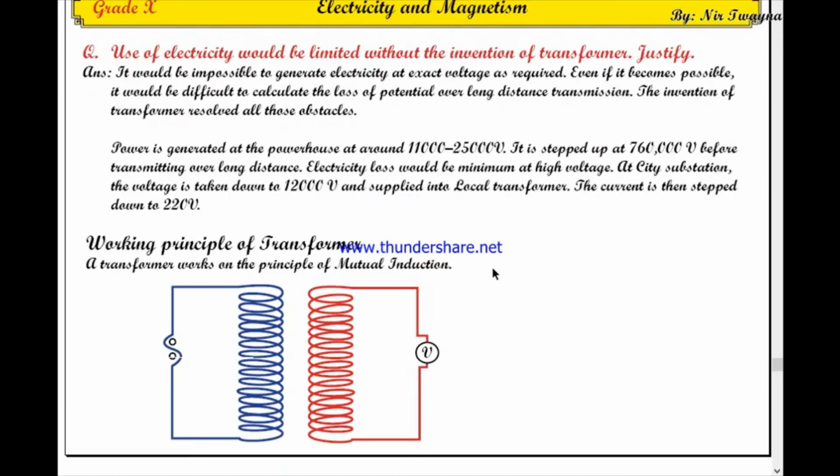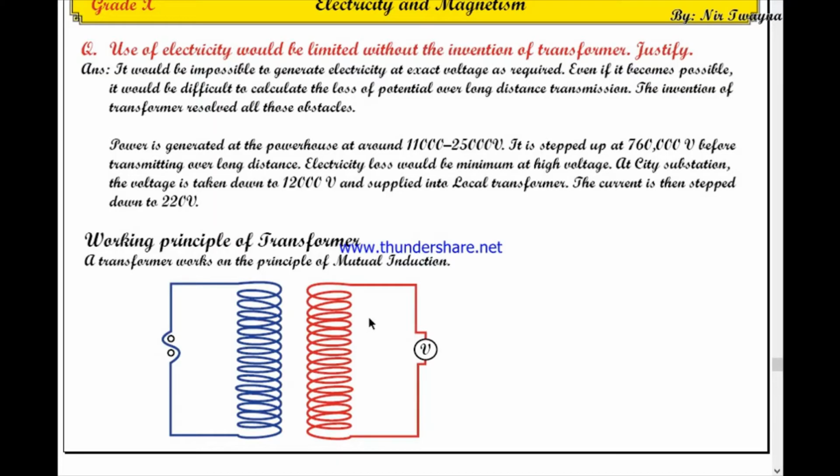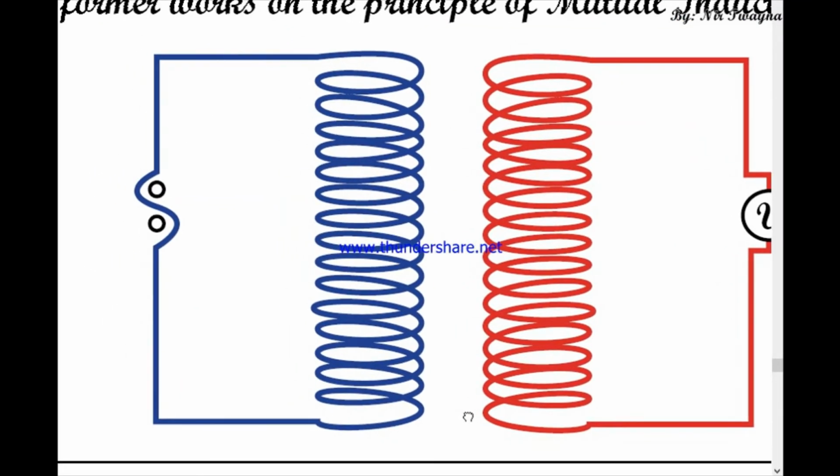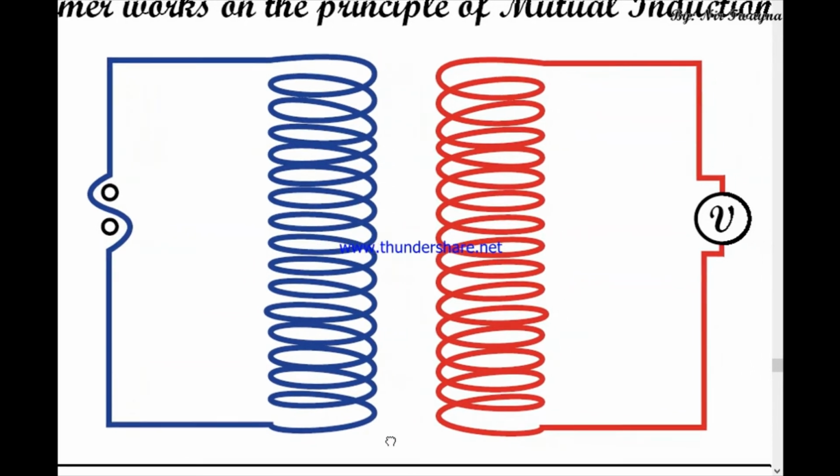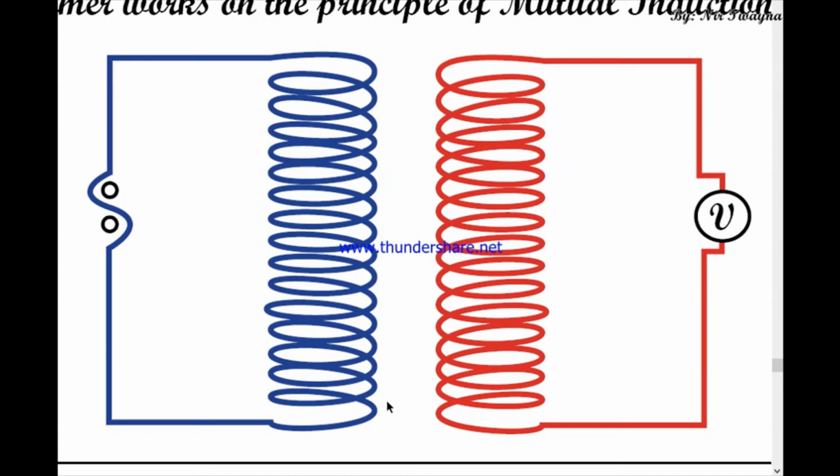Any confusion up to here? If there is no confusion, then we should go to the next title, working principle of transformer. Let us continue with it. The transformer works on the principle of mutual induction. Now what does mutual induction mean? Let us recall what we studied in our previous class: electromagnetic induction. What do you mean by electromagnetic induction? Do you remember it or not?